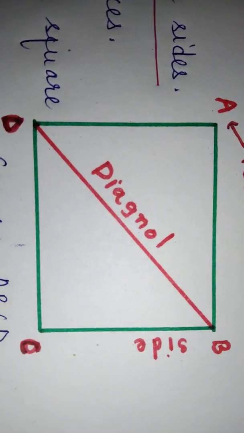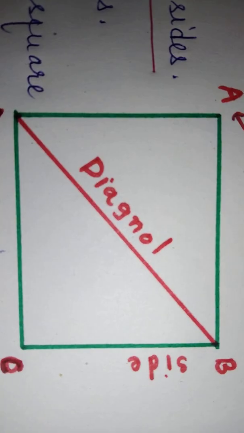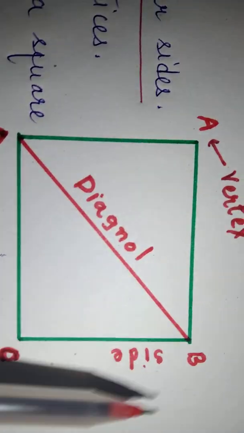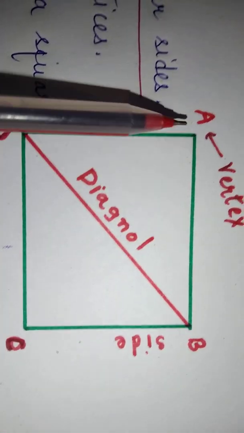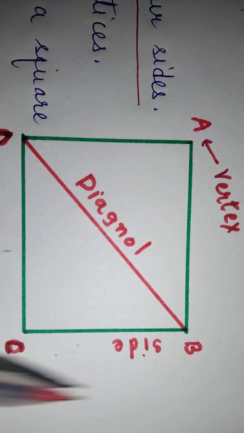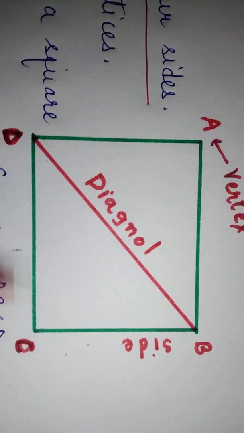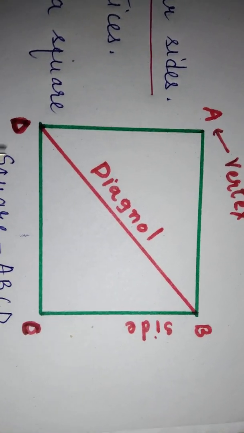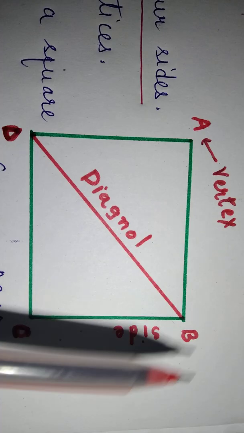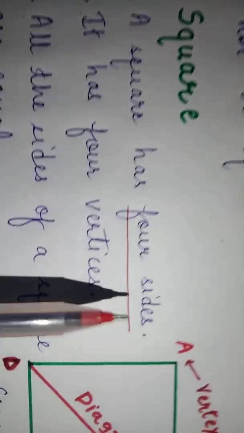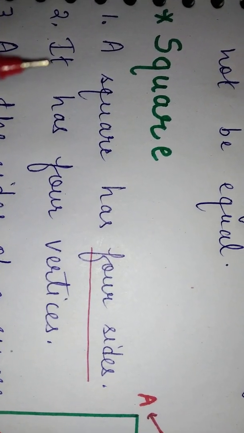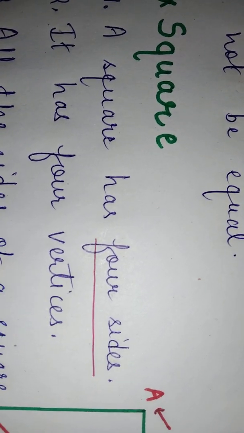So here a square has four sides. And if you can see in this diagram, there are four sides: side AB, side BC, side CD and side AD, or you can name it as DC also. So this shows a square is made up of four sides. And since it has four sides, it has four vertices also.